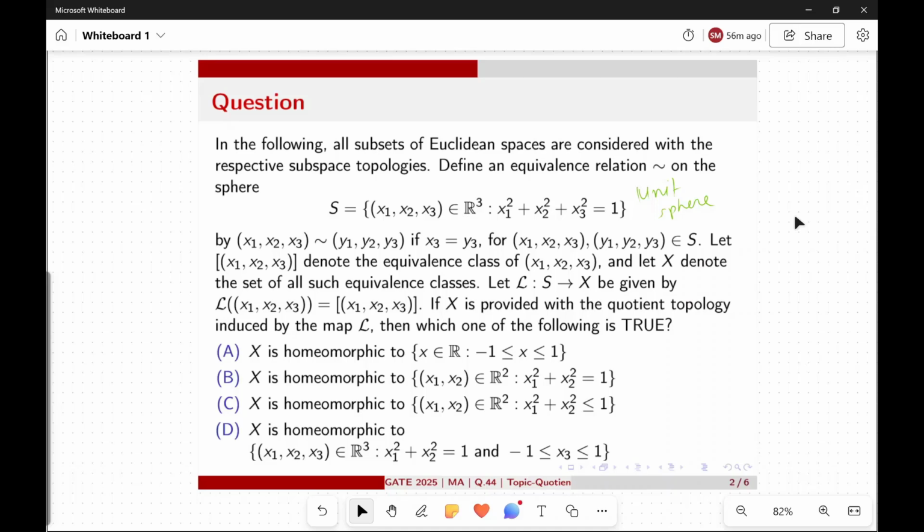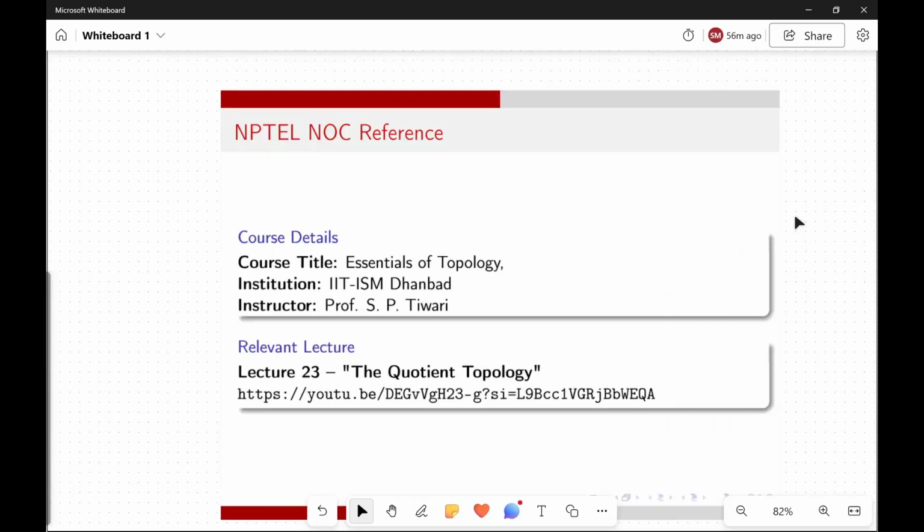Before solving the problem, let me show you the NPTEL University course reference which can be used for solving this problem, so that you can see those lectures as study material. This course is Metric Topology, taught at IIT Madras. Lecture 23 is named Quotient Topology, and the YouTube link is given, so you can directly go and watch the video.